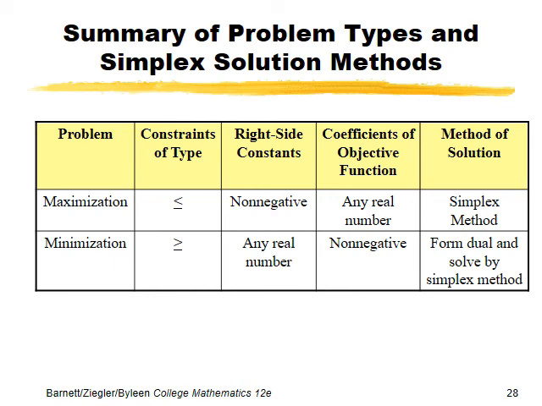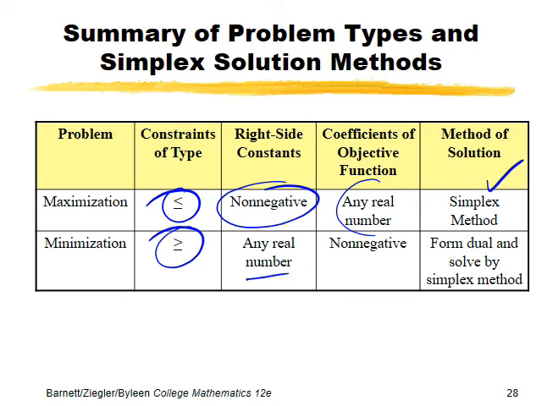maximization problem will have all the constraints in less than or equal form and non-negative numbers on the right side. It could be any real number for the coefficient of the objective function, and this is the simple simplex method. For a minimization problem, you will have all the constraints in greater than or equal form, and the right side constant could be any real number, with non-negative coefficients of the objective function. Form a dual and solve by the simplex method. That is the summary of the whole discussion.